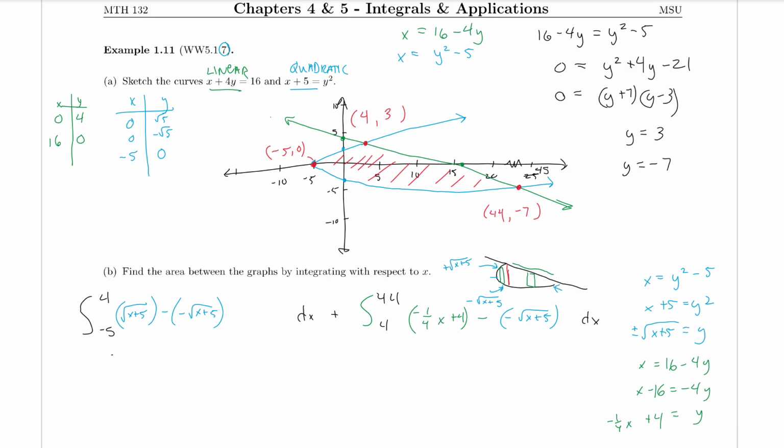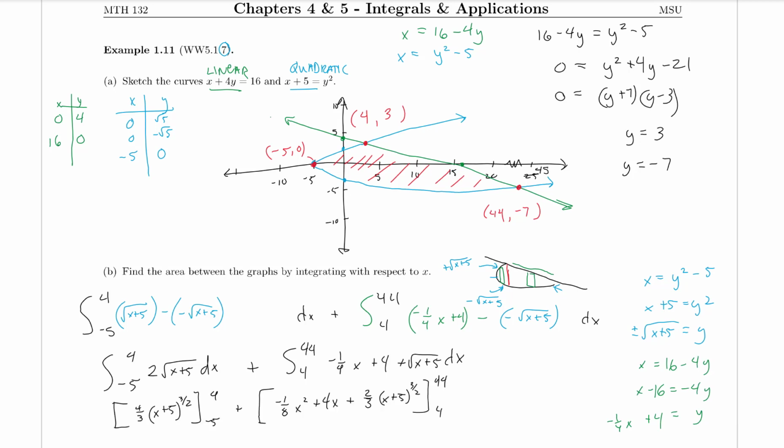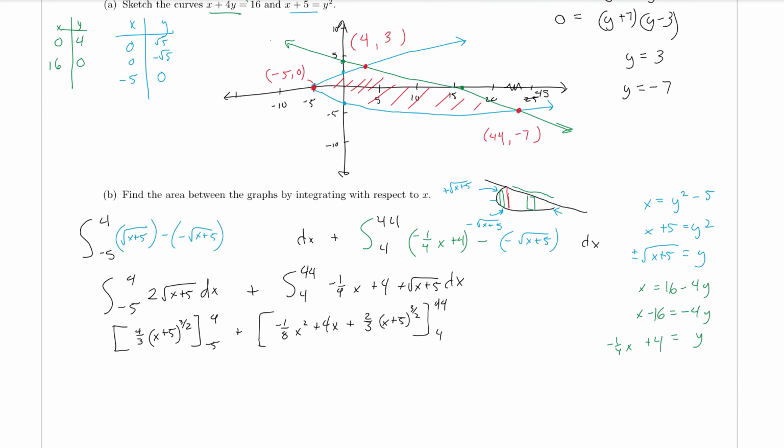So let's just simplify one step with our integrals. We get the integral from negative 5 to positive 4 of 2 square root of x plus 5 dx plus the integral from 4 to 44 of negative 1/4 x plus 4 plus the square root of x plus 5 dx. Now calculating these integrals is a little bit of a mess, but let's take a look at it. Alright, so there's our antiderivatives. And now let's go ahead and evaluate the antiderivatives.